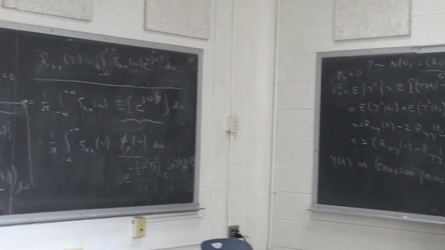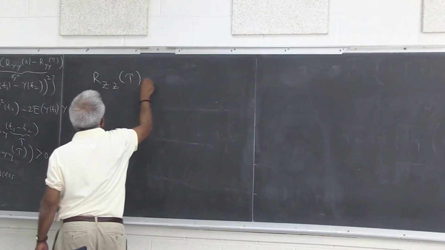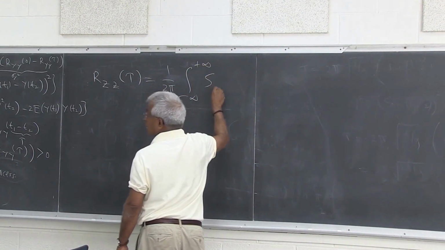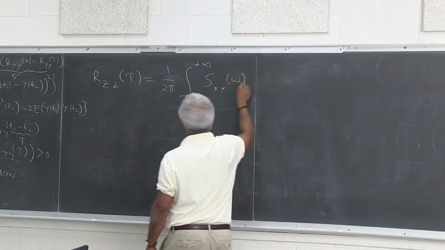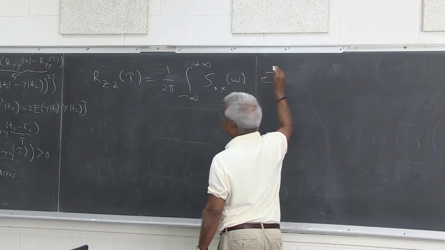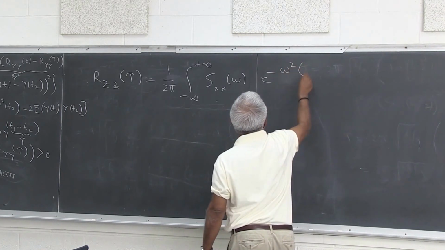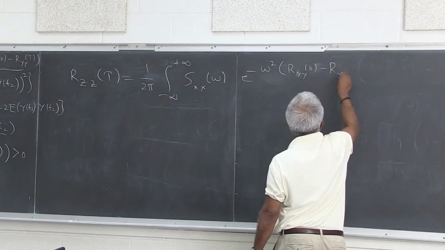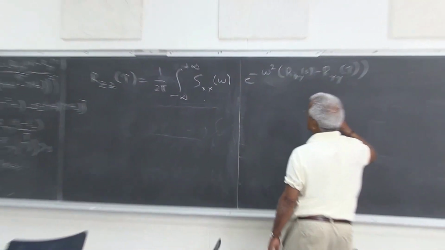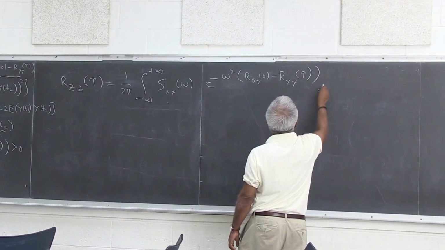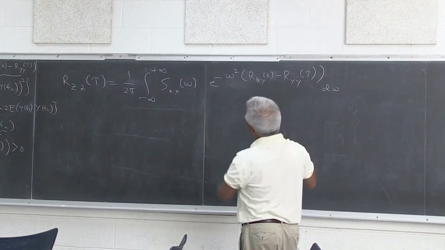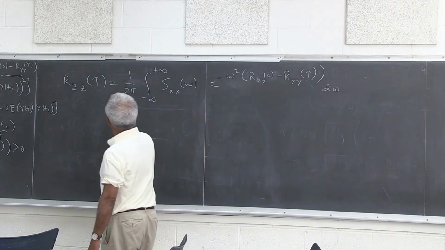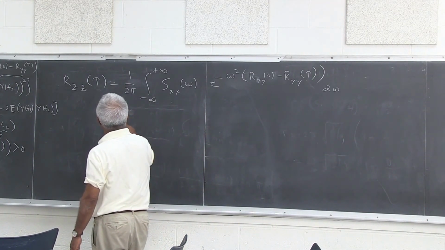So we can say that z of t is also wide-sense stationary, and it is given by the integral of S_xx(omega) e to the power minus omega squared (R_yy(0) minus R_yy(tau)) d omega. So clearly this is a function of only tau, and consequently z of t is wide-sense stationary.